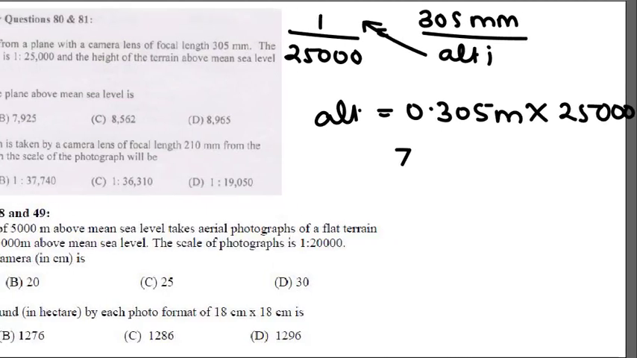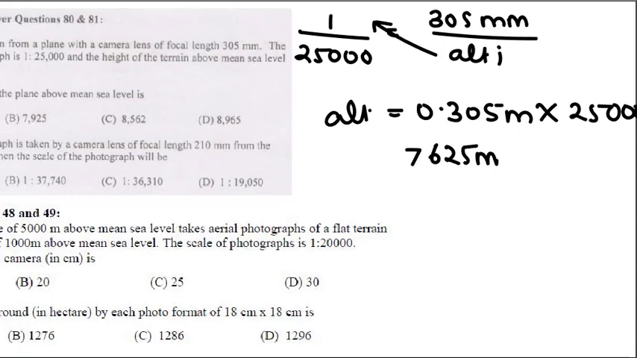So the total height is 0.305 into 25,000, that's 7625 meter. That's the height above mean sea level. So you need not consider that 300.